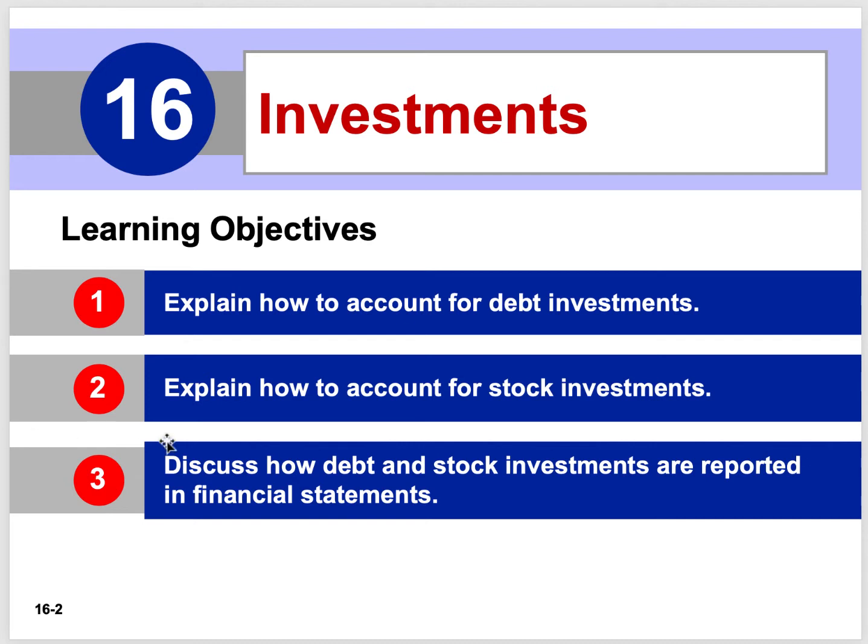Okay? So, the learning objectives specifically for this chapter, you should be able to explain how to account for debt investments. You should be able to explain how to account for stock investments. And then finally, you should be able to explain how debt and stock investments are reported within the financial statements.